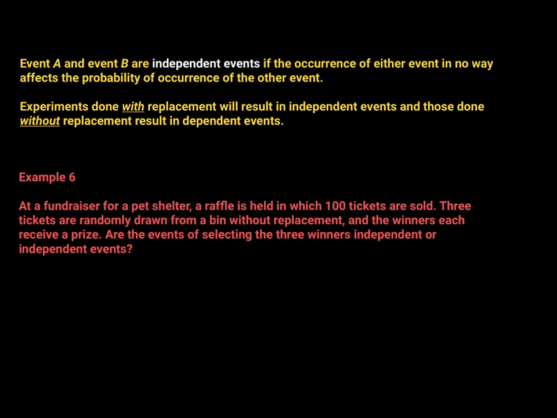At a fundraiser for a pet shelter, a raffle is held in which 100 tickets are sold. 3 tickets are randomly drawn from a bin without replacement. Okay? And the winners each receive a prize. Are the events of selecting the 3 winners independent? Or it's supposed to say independent or dependent. Let me change that, okay? Now, you do notice that it does say without replacement. And we just finished writing that experiments done without replacement always results in dependent events. So these are dependent events because this is without replacement.